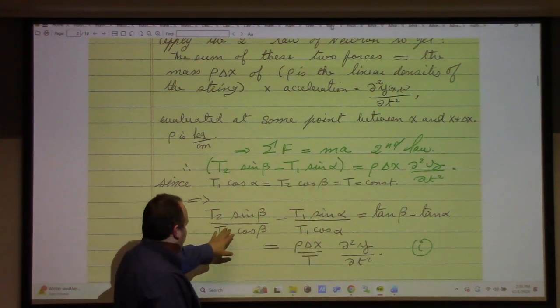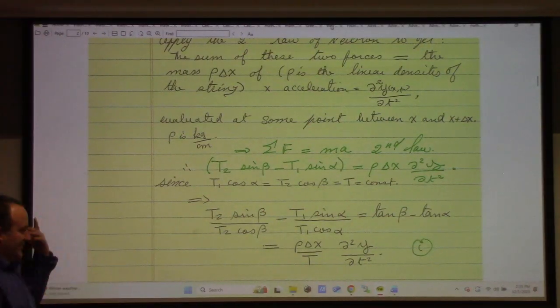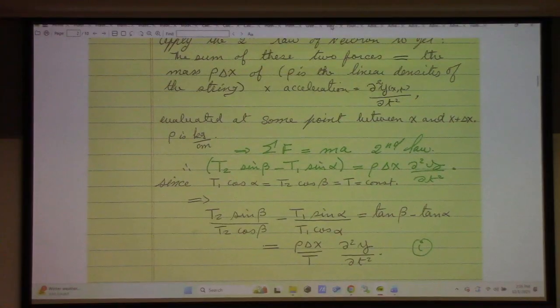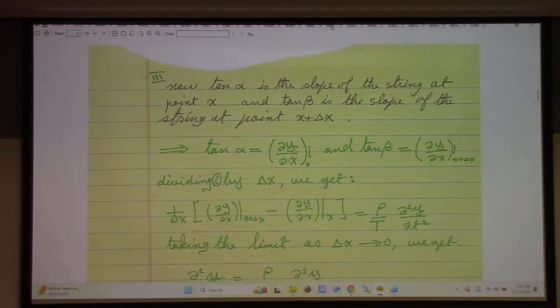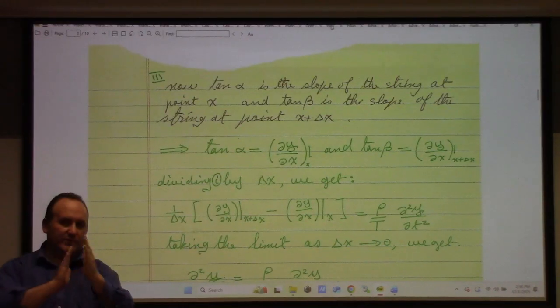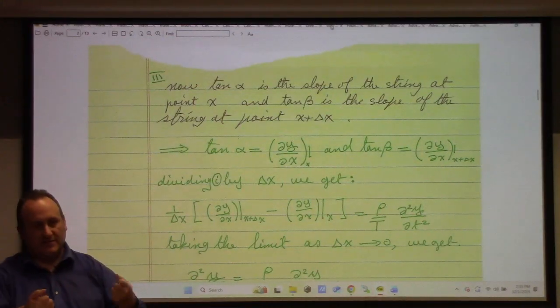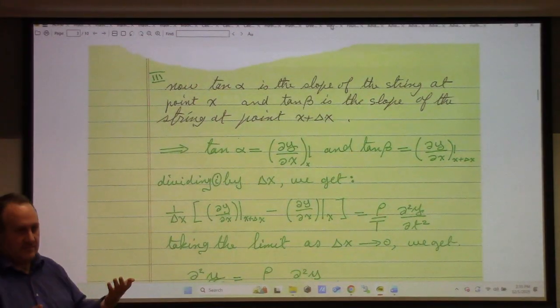That's the difference of the tangents. That's just a definition of tangent, I suppose. Nothing much there. But there's something sneaky that's coming up. So he says the tangent alpha is the slope of the string at the point x, and tangent beta is the slope of the string at x plus delta x, right? So you're looking at a difference in slopes from one point to the next. And when you take a difference of slopes, then you've got a second difference, right?